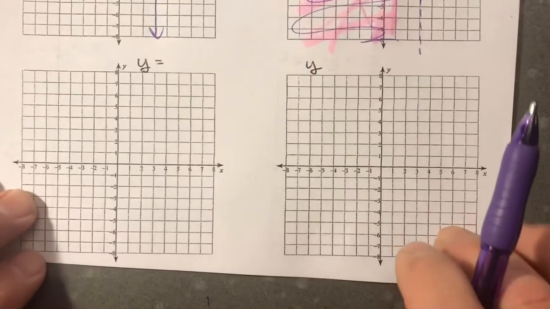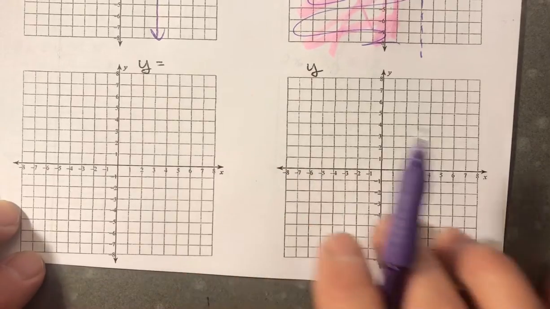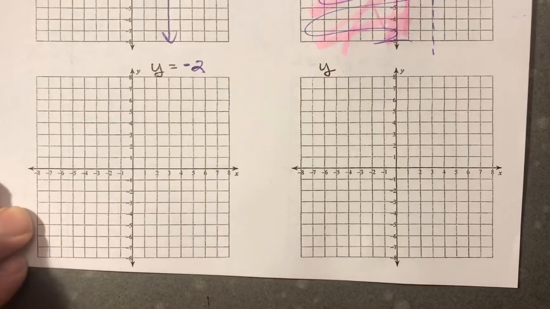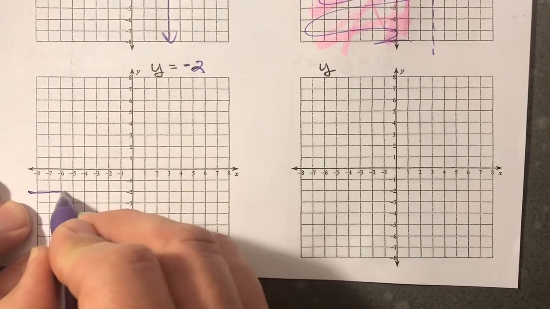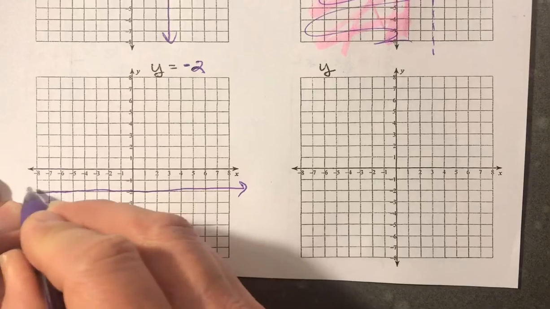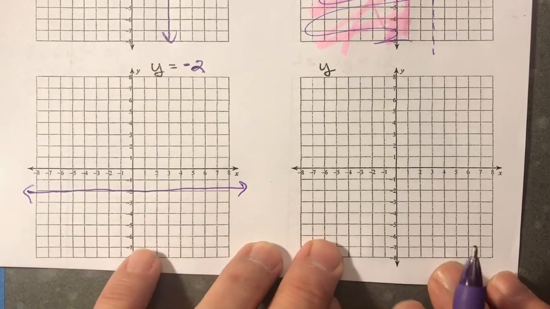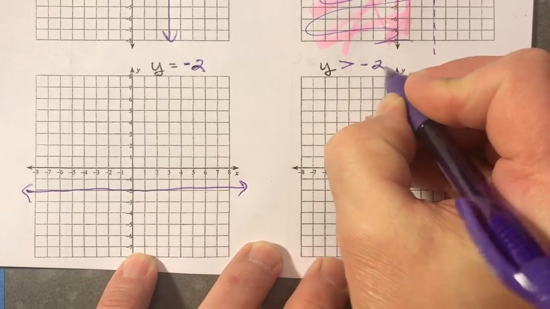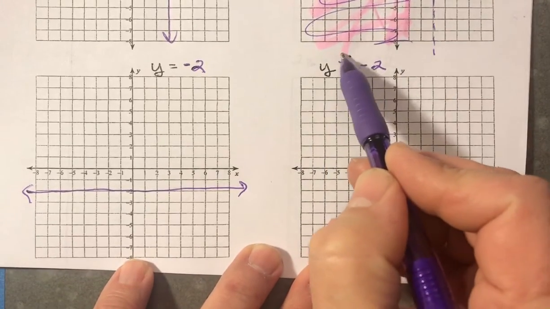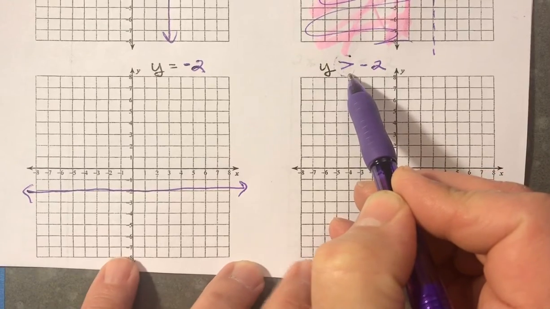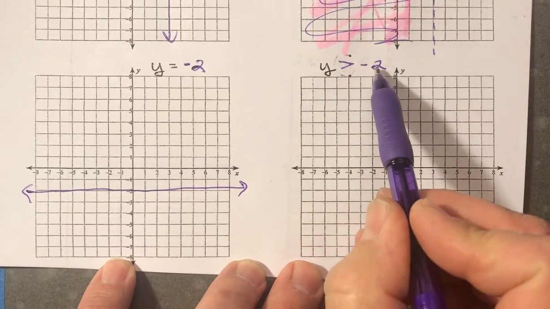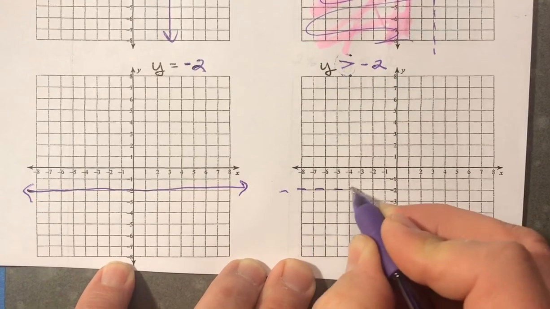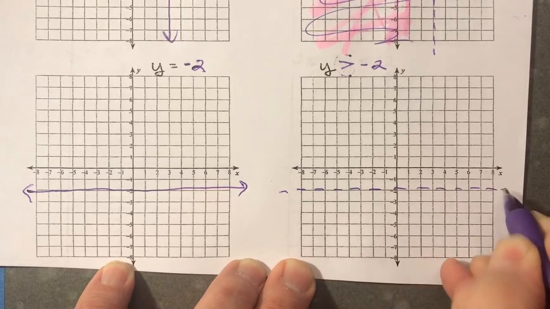Now let's look at horizontal lines. Suppose we had y is equal to negative 2. Okay, that would be a horizontal line through negative 2. But suppose I have greater than negative 2. Greater than tells us that it's not equal to negative 2. We do not want a solid line. We want a dotted line. So this is going to be a dotted line.